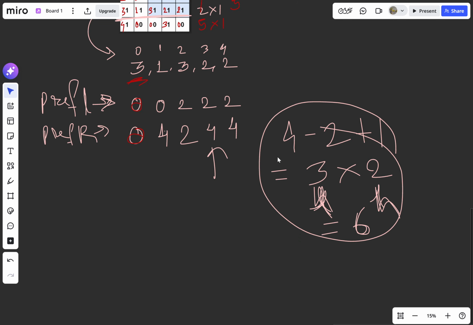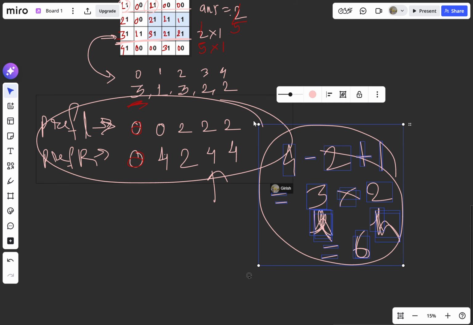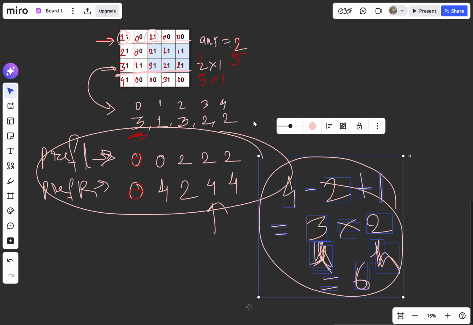So in this whole matrix we will get 6 as the answer, because it is the largest area of rectangle we will get from this. So for these prefixes, we have to make a function, and we have to apply this function for every row. So our final logic is, we will traverse each row, and at each row we will apply this function.